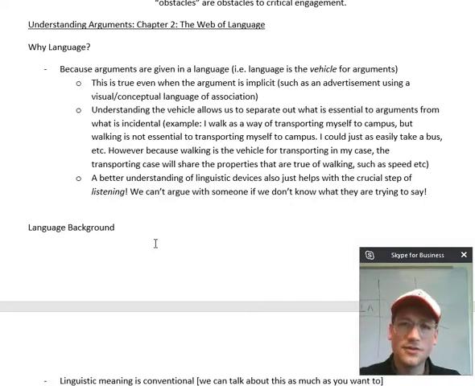But there are lots of linguistic systems that allow for communication, and arguments always happen in that. There's no way that we work with arguments without using the medium of language itself, even if it's symbolic or something like that. Like, we'll do some symbolic logic later on this quarter.